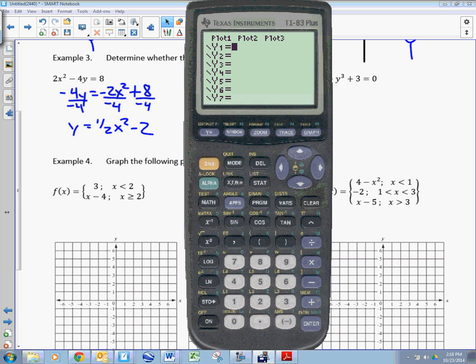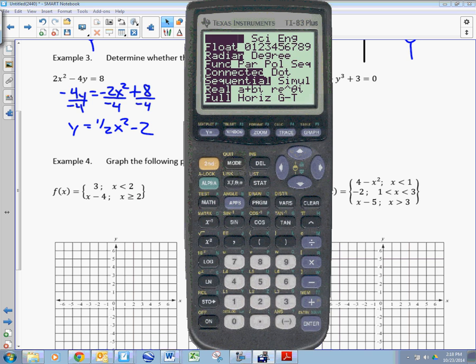Notice what happens when I go into y equals. Am I allowed to type in the equation as 2x squared minus 4y equals 8? No, you're not. In fact, your calculator expects that if you write y equals, then you can type it in and you will get a function. If you go into mode, notice that you are in function mode. You are not in parametric, polar, or sequential. If you want to graph something that's not a function, then you would grab one of these instead. So your calculator doesn't know how to graph something that's not a function.